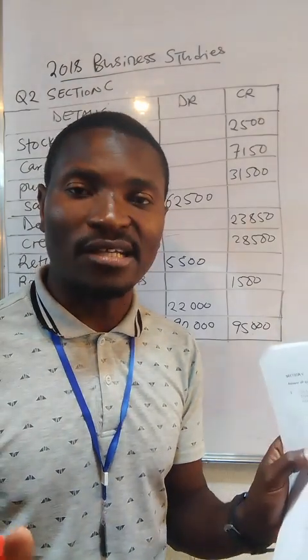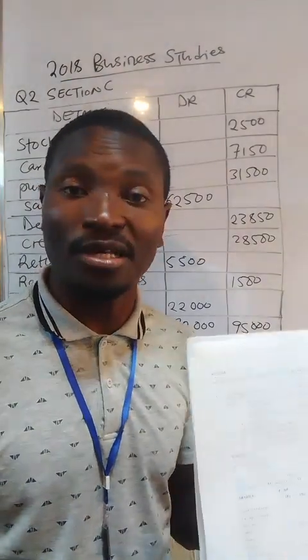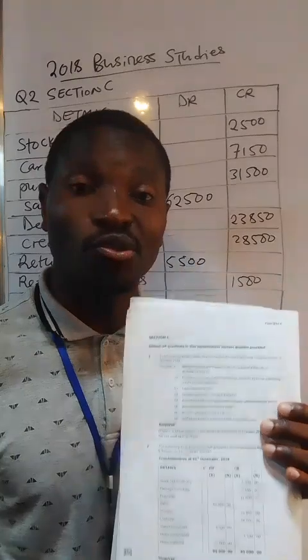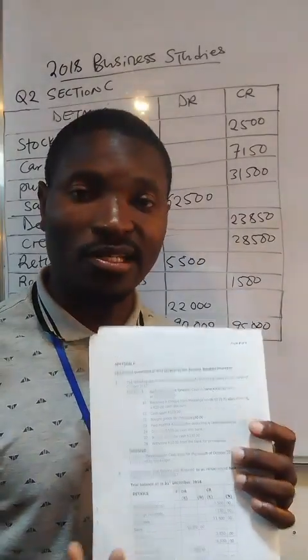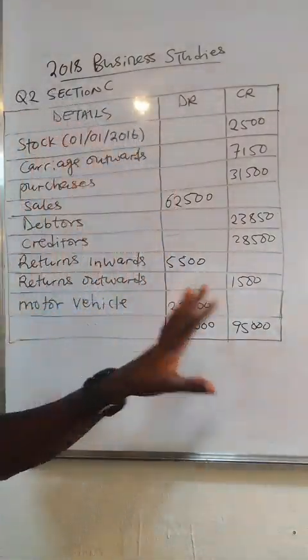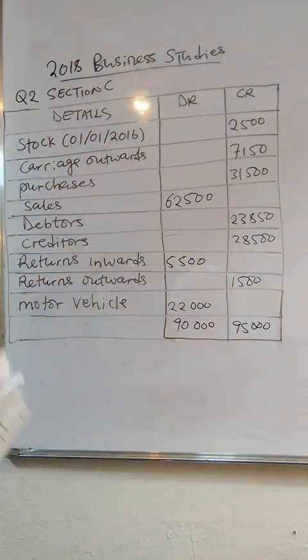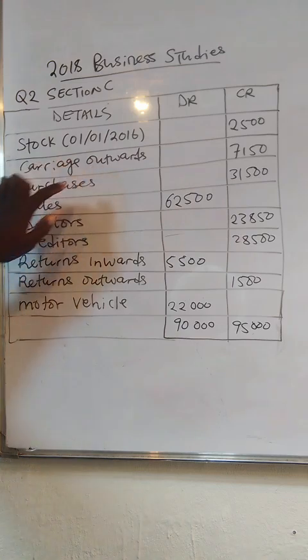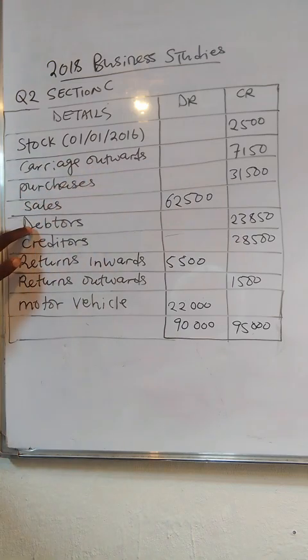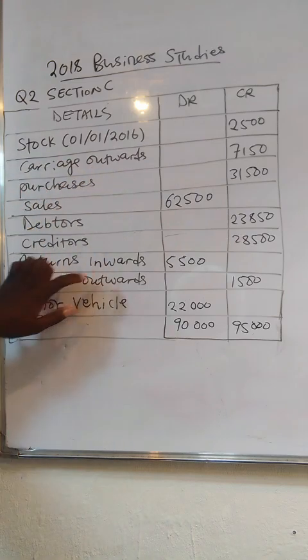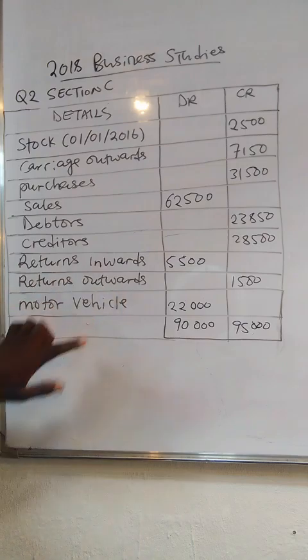So let's pay attention, get your pen, or rather pencil and paper, and let's do the correction of this trial balance. So what you can see is we have stock, opening stock, because this is about 2017. We have carriage outwards, purchases, sales, debtors, creditors, returns inward, returns outward, and motor vehicle.